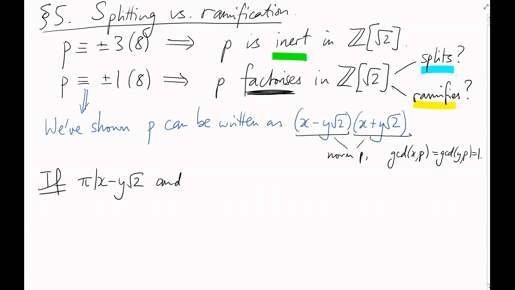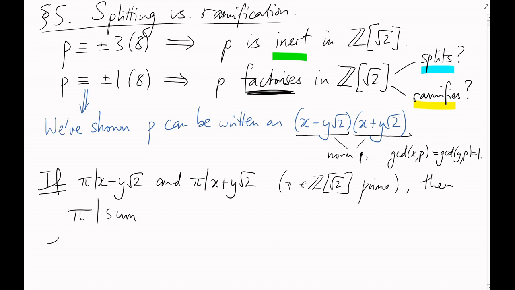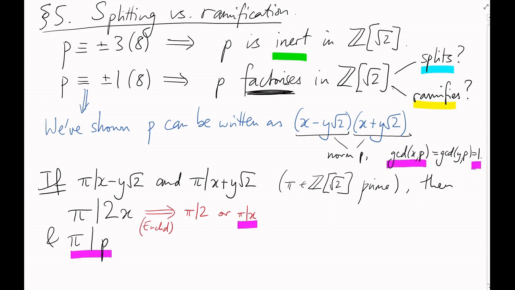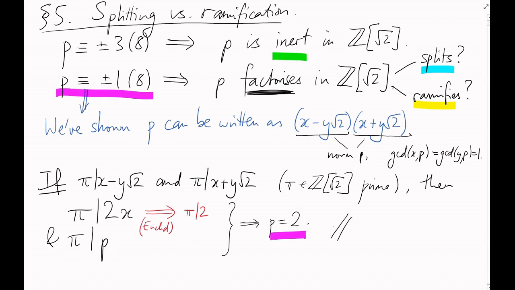If they share some prime factor in Z adjoin root 2, say pi, then since pi divides them both, it must divide their sum and their product. Their sum is 2x and their product is p. So pi divides p, and by Euclid's lemma it divides either 2 or x. Well, we've already ruled out x because x is co-prime to p. So the only possibility is p equals 2. But that's not plus or minus 1 mod 8.